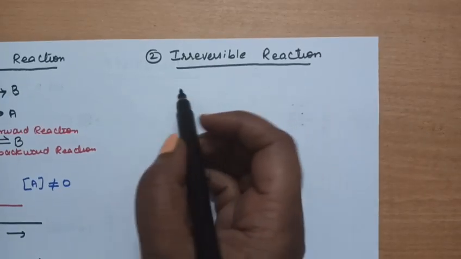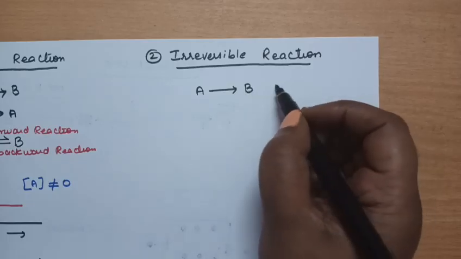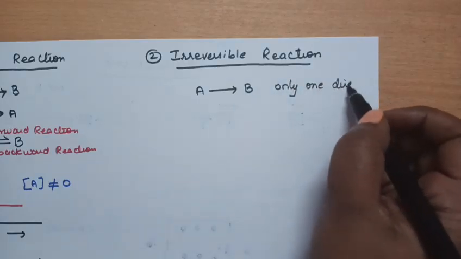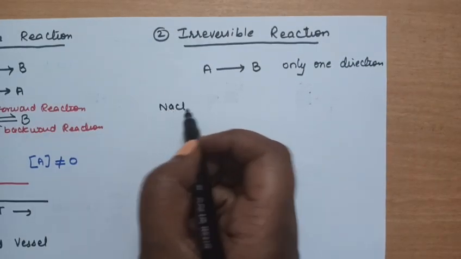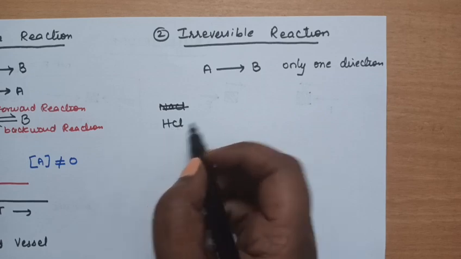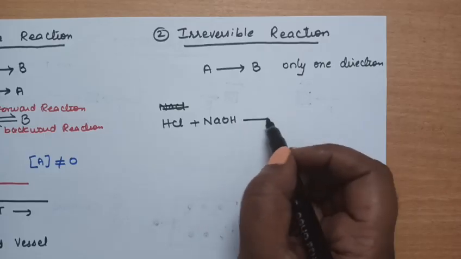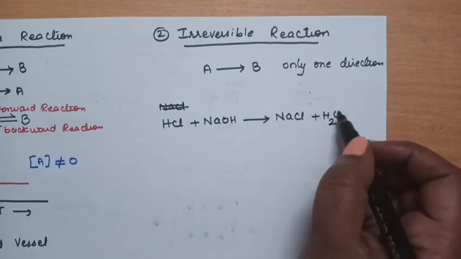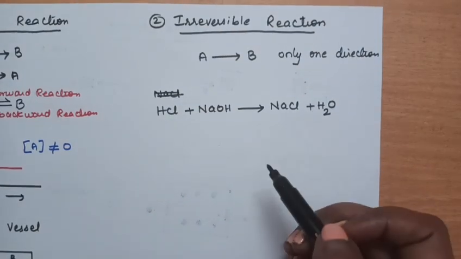So in irreversible reaction, the reaction always proceeds in only one direction. For example, take hydrochloric acid, which is a strong acid, and react it with the base sodium hydroxide. It will form NaCl and water. So at a particular condition, only this reaction will take place.